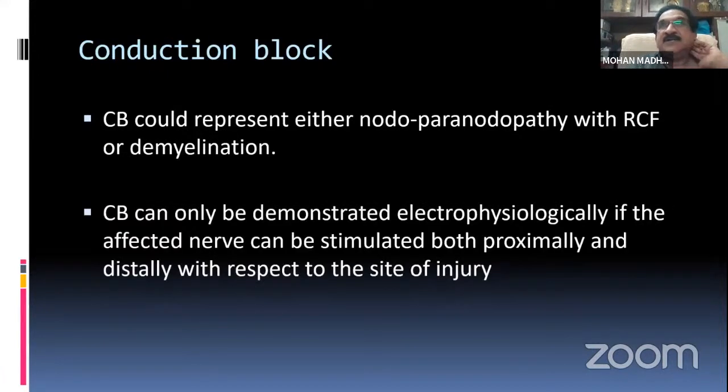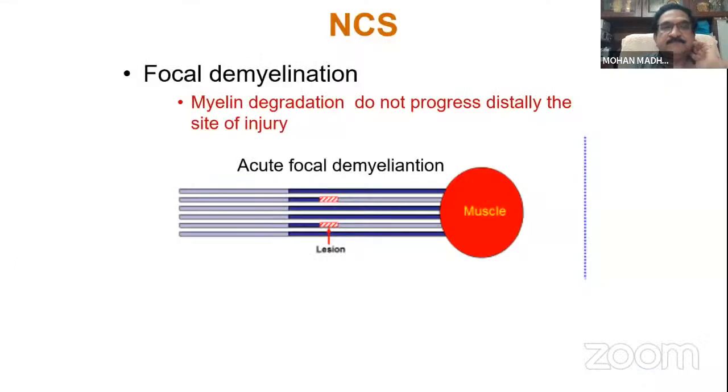Conduction block can be demonstrated electrophysiologically. Either affected nerve can be stimulated both proximally and distally with respect to the site of injury.